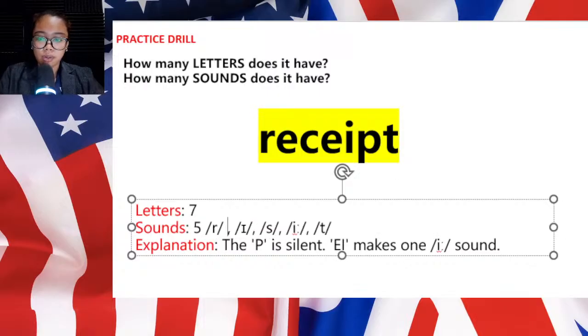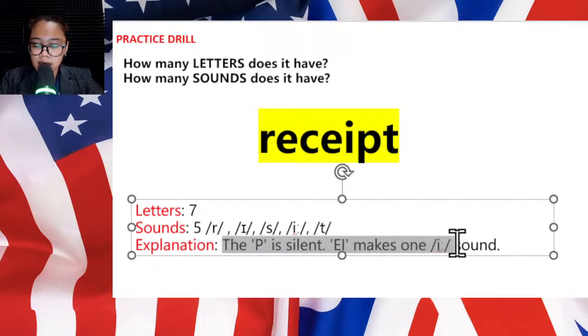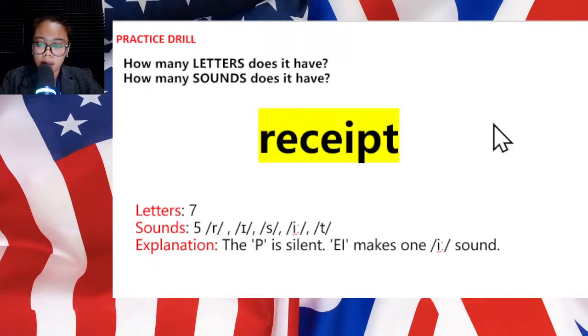This is where receipt becomes a perfect illustration of why we need to focus on sounds. Despite having seven letters, when we actually pronounce receipt, we only produce five distinct sounds. So let's examine the explanation provided on the slide to understand why. The P is silent, C makes one sound, E makes one E sound, EI makes one E sound.